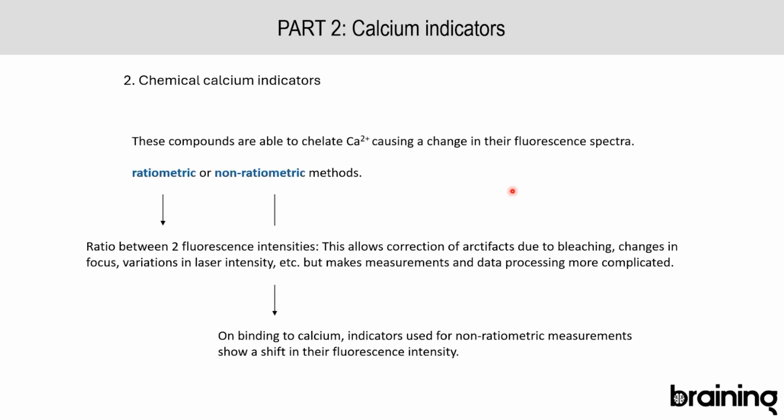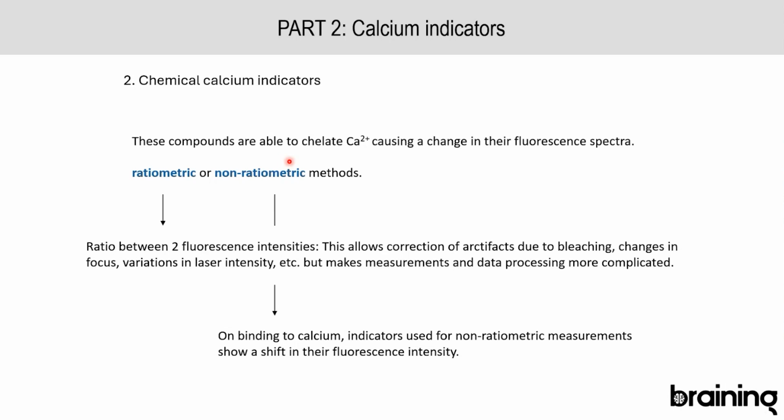We can split the chemical calcium indicators in two types of dyes: the ratiometric dyes and the non-ratiometric dyes. So for the ratiometric dyes, there is a ratio between two fluorescence intensities. This is a very, very interesting approach because this allows correction of artifacts due to the bleaching, changes in the focus, variation in the laser intensity, but makes measurements and data processing more complicated.